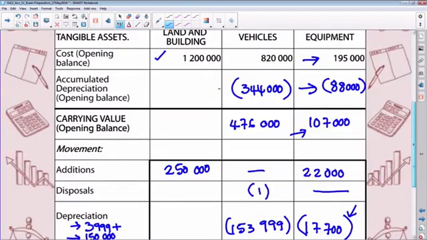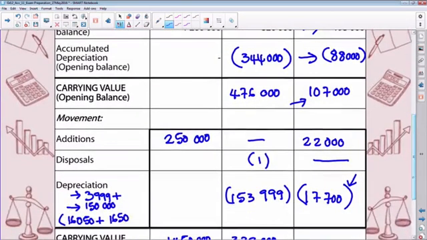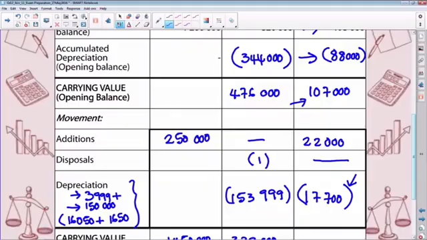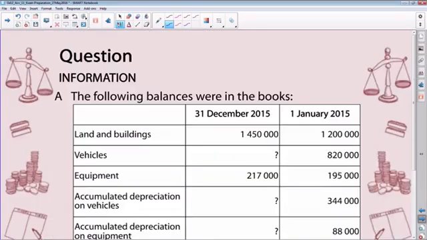Watch what I've done. I've shown my calculations separately here. Very important. So in the event of you perchance making an error with one of them, you can get part marks for these figures here. I hope you clearly understood this note number 3. Let's look at the next interesting question.